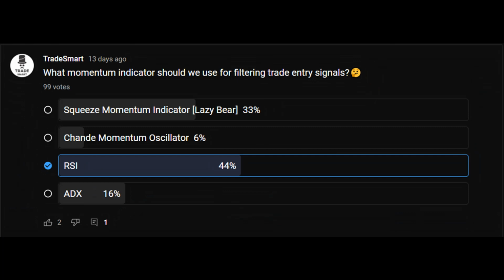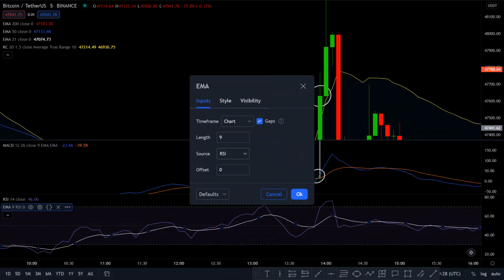This was a hard one, because I usually use the ChandeMO for momentum filtering. With the RSI, I had to try a few things before I got something useful out of it. But finally, I think I did come up with a good filter. The first thing I did was to add an EMA on top of the RSI indicator. In almost all cases, the EMA calculates the closing price of each candle and averages them. With this EMA, we are not using the candle closes, but the RSI values. So in each candle, the RSI value we are getting is going to be the EMA source.